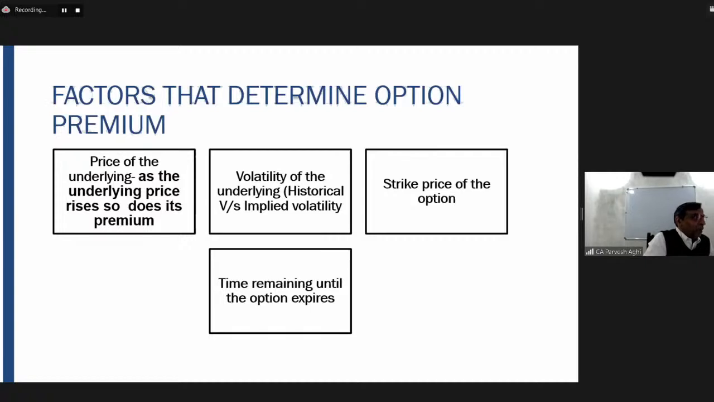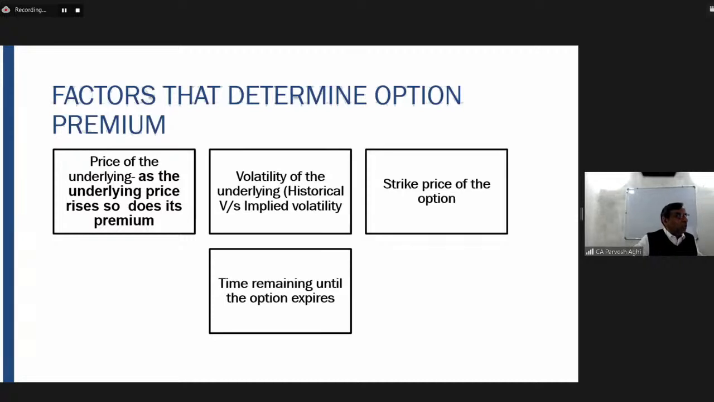The chances of things closing in the money will be very high. So you will be making money. Okay. So time is very, very important. If time is less, the premium is less. If time is more, the premium is more. Okay. Because you have more chance of making money if the time is more. Okay. So these are the various factors.